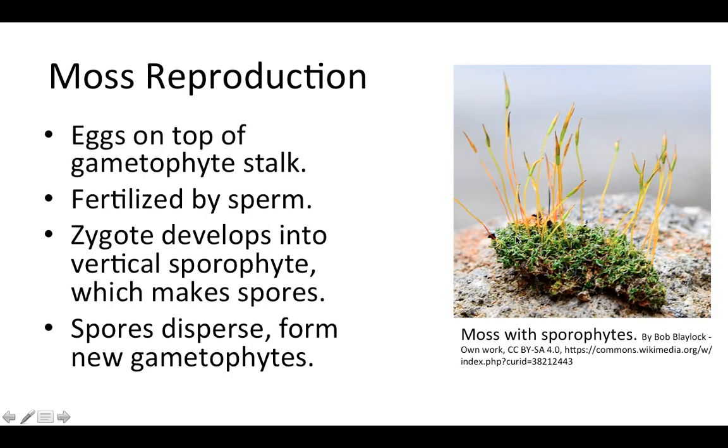When an egg at the top of the gametophyte gets fertilized, then a zygote is formed. That zygote can still divide by mitosis, just like in the liverworts, and that is going to form the sporophyte. So that's what these yellow-orange stalks are. These are actually the sporophyte generation. The sporophyte is then going to have a capsule at the top, and inside that is where cells go through meiosis and make spores.